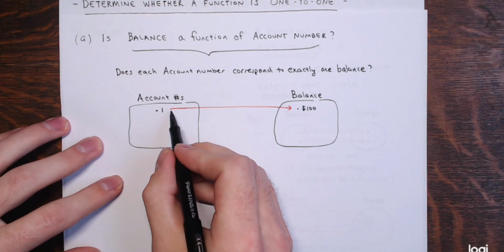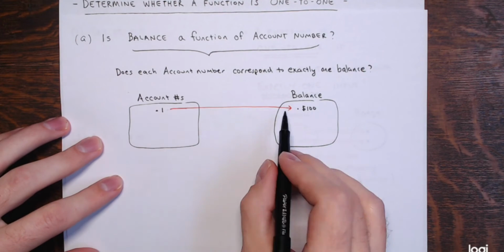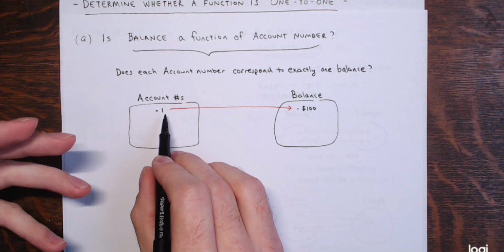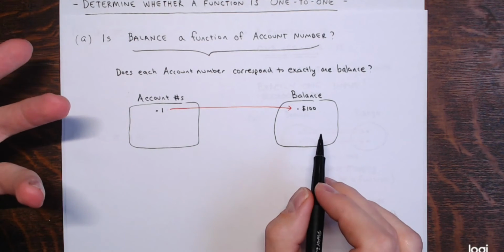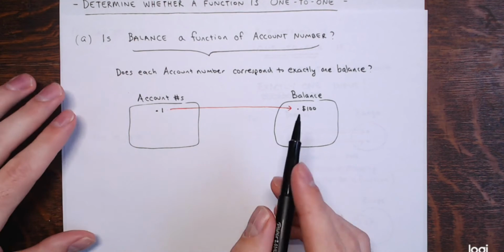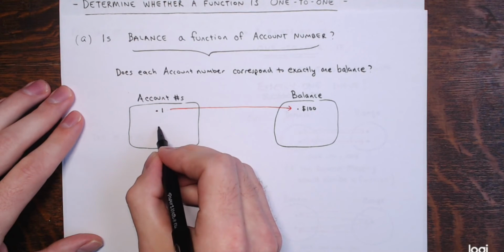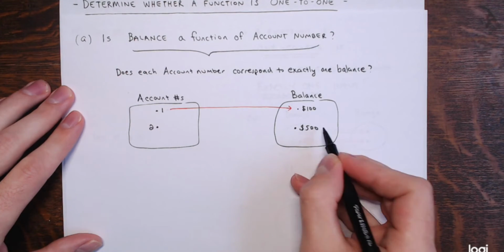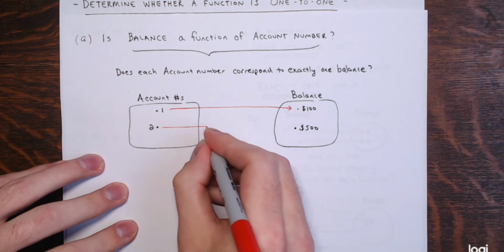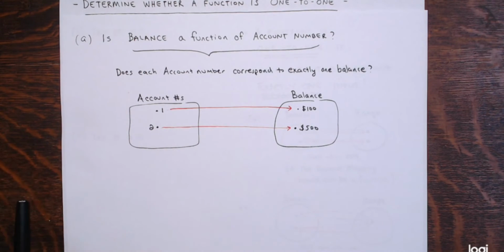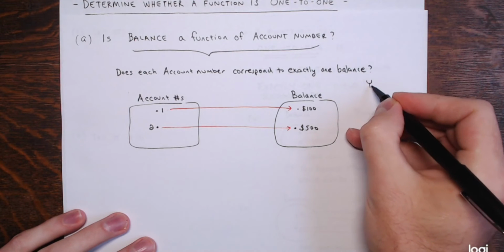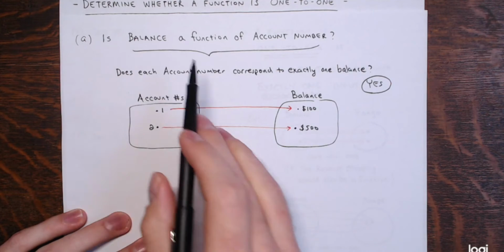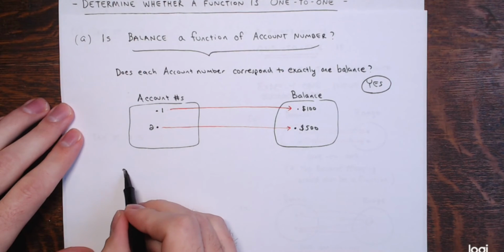And that's it, right? Each account number will have just one balance, right? You don't open up your account and say, oh, I've got $100 and $300 in there, right? Yeah, each account has one balance, right? Account number 2, say, has 500 bucks in it. So the answer is yes, right? That should make sense to you. Yes, balance is a function of account number.